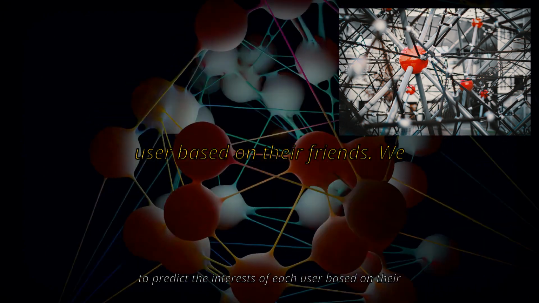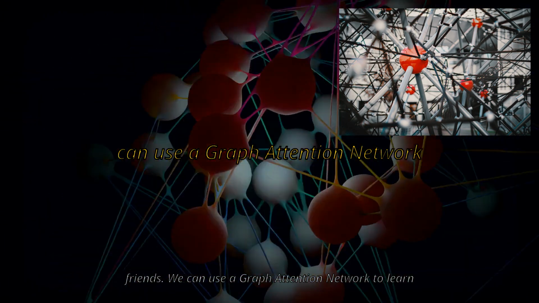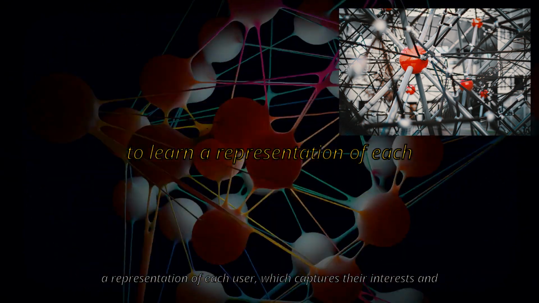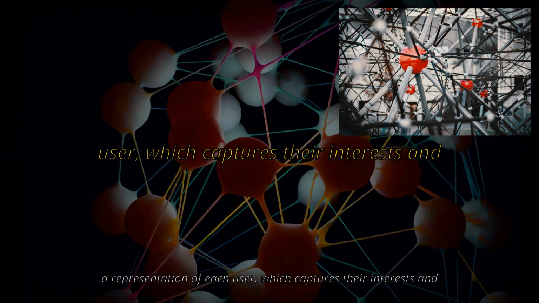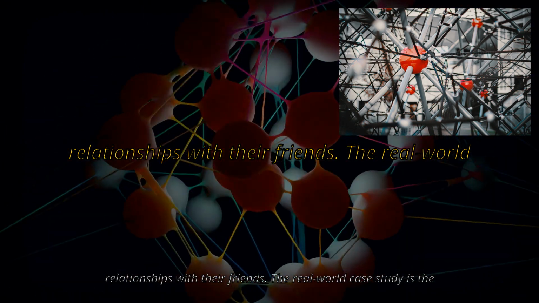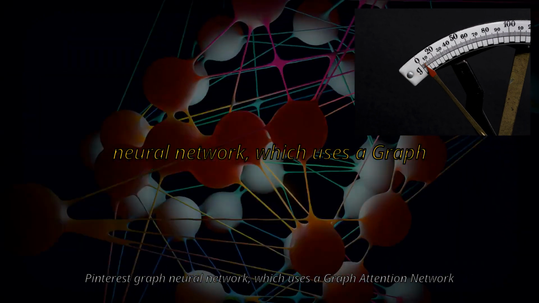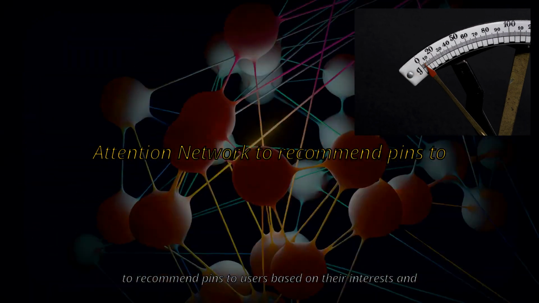Now, let's walk through a concrete example of how this works. Suppose we have a graph of users and their friendships, and we want to predict the interests of each user based on their friends. We can use a graph attention network to learn a representation of each user, which captures their interests and relationships with their friends.